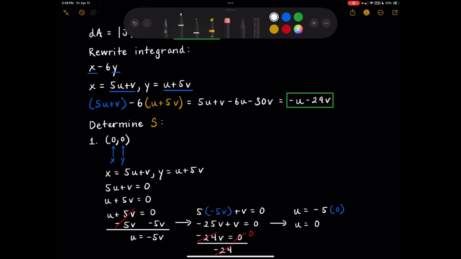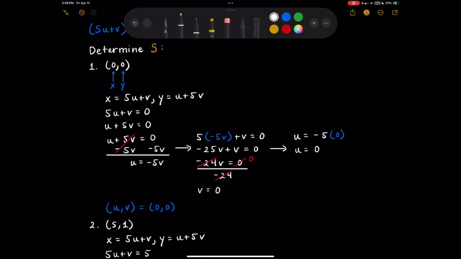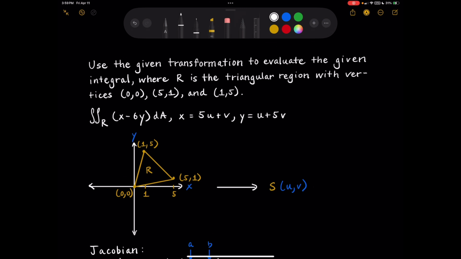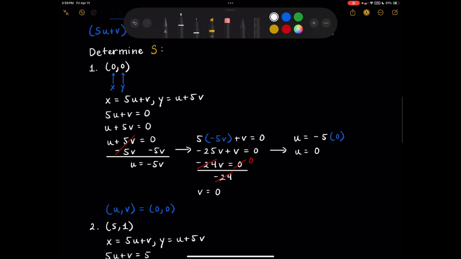And now that we have our integrand written in terms of u and v, because that is what we're taking the integral of, right? du dv, or dv du. We want our variables in terms of u and v, not x and y. We determine the region S. So we were given 3 vertices in region R: (0, 0), (5, 1), and (1, 5). And we have to map those vertices to vertices in the UV coordinate system, or in our region S.